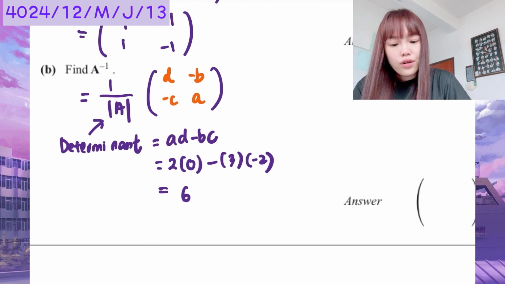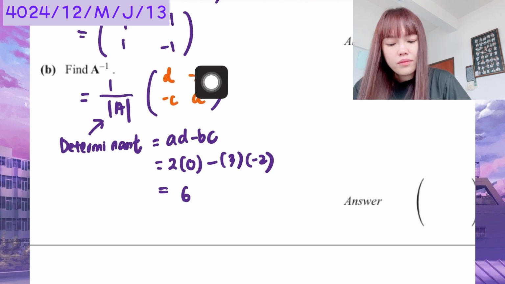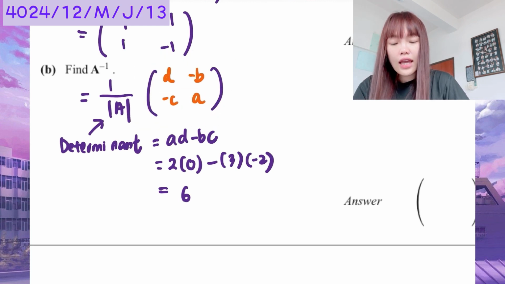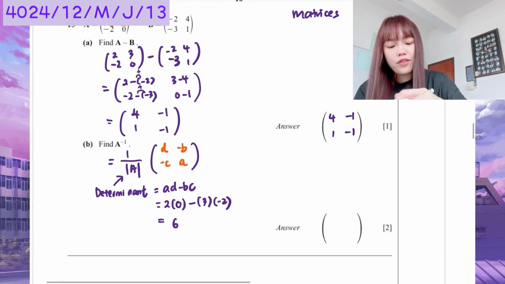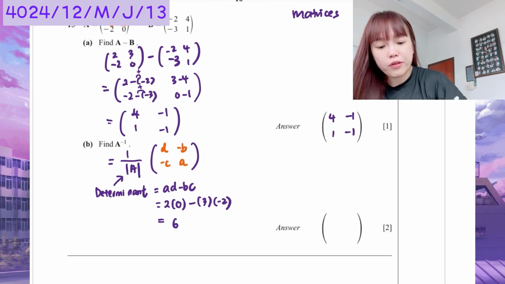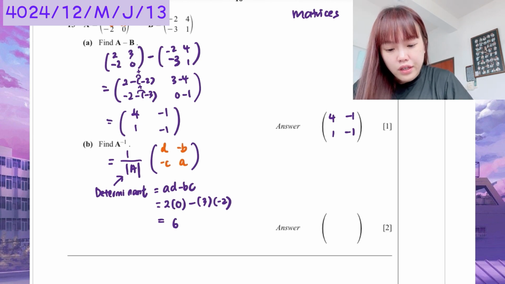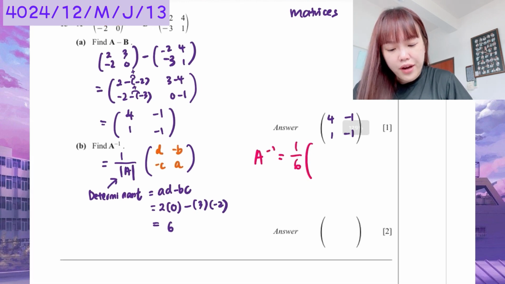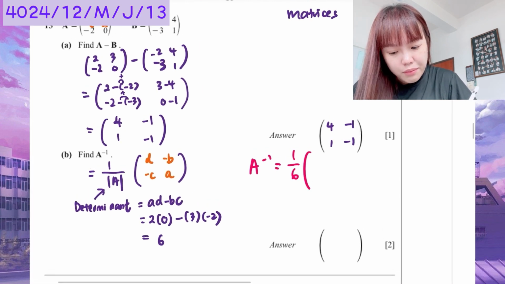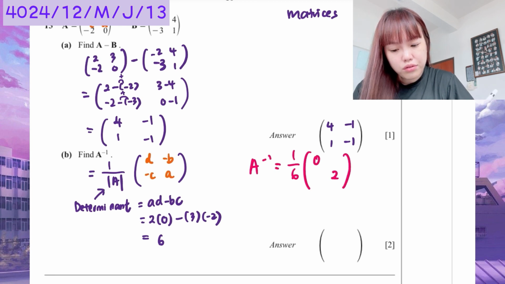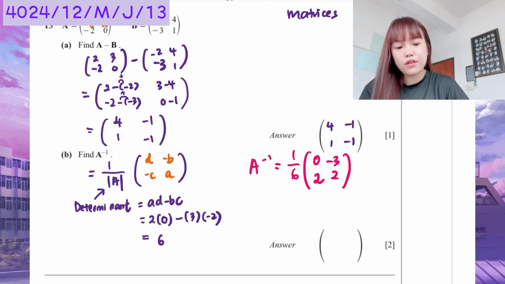And then this one, D, negative B, negative C, and A, you just need to flip the A and D and add a negative with the B and C. Okay, so the answer for A inverse is 1 over 6, bracket, your D and A terbalik, so 0 and 2. Here, this one add negative, this one add negative, so become positive.